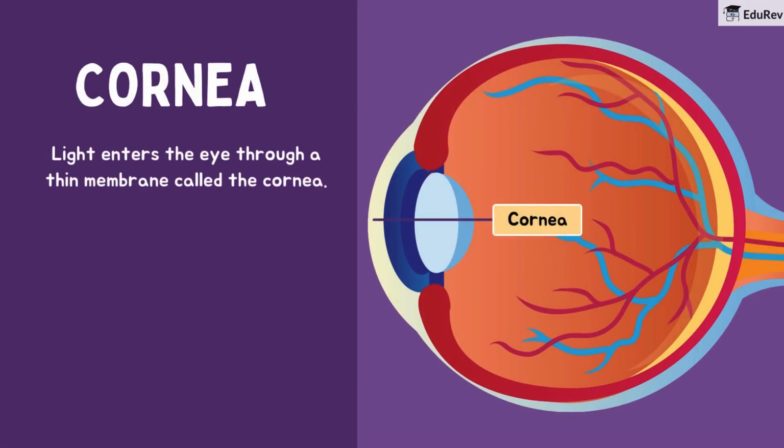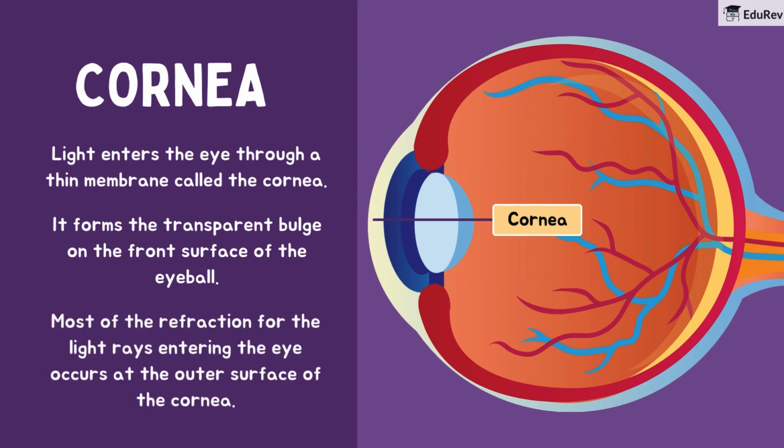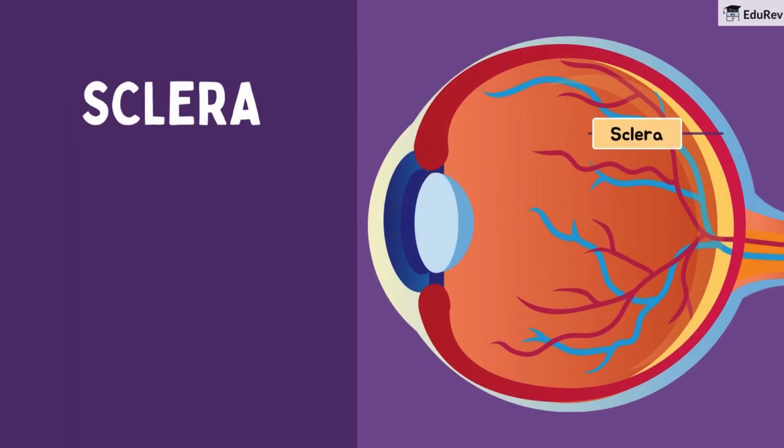Cornea. Light enters the eye through a thin membrane called the cornea. It forms the transparent bulge on the front surface of the eyeball. Most of the refraction for the light rays entering the eye occurs at the outer surface of the cornea.